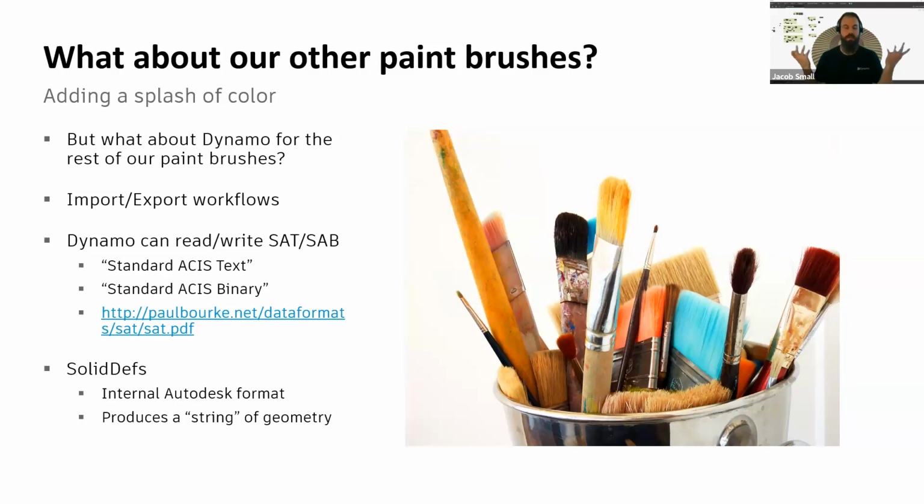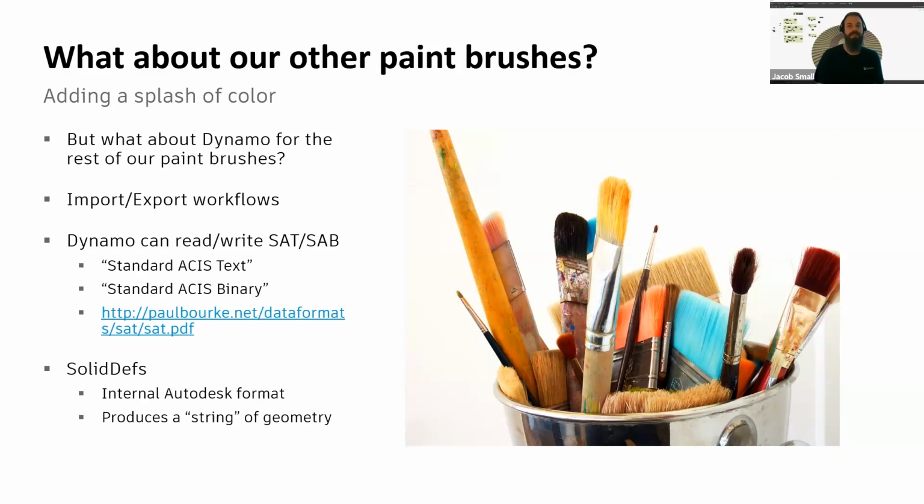Well, beyond those, we've got our import-export workflows where we can bring in SAT files and SAB files, standing for standard ACIS text or standard ACIS binary. You can get some information on those file formats at Paul Bourke's excellent website. If anybody's getting into computational design, I recommend spending a lot of time on his pages because it gets into all the nitty-gritty on those other formats.